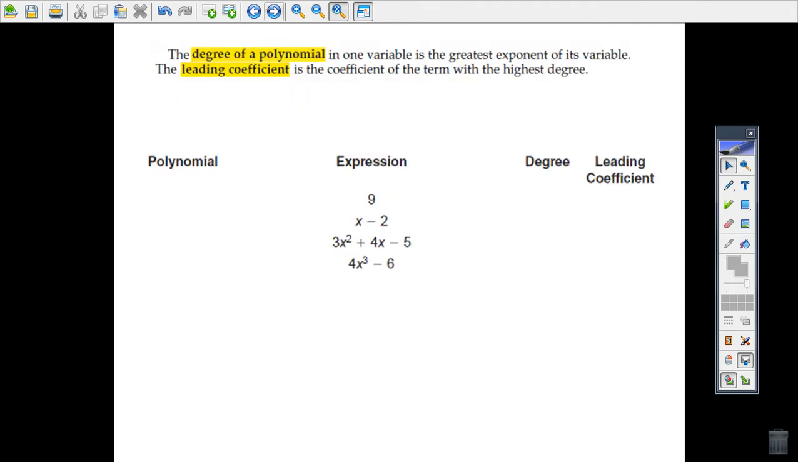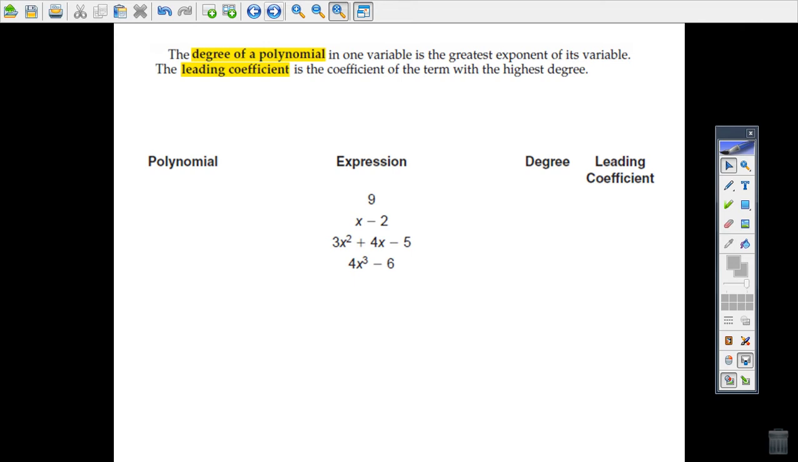Okay, you already know what a degree is of a polynomial, right? You also know what a leading coefficient is. The degree of a polynomial in one variable, that means there's only one variable, like x's or y's, but not xy. That's the greatest exponent of the variable. The leading coefficient is the coefficient of the term with the highest degree.